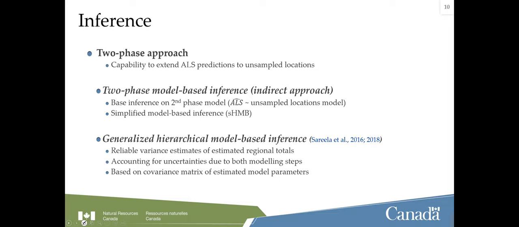Research recently has proposed a generalized hierarchical model-based inference framework, proposed by Sarela, which accounts for uncertainties from both modeling phases. It doesn't affect the actual population estimate because it's the same model that's being implemented, but the associated variances and standard errors now become reliable because they take into account the error propagated from the first model into the second.